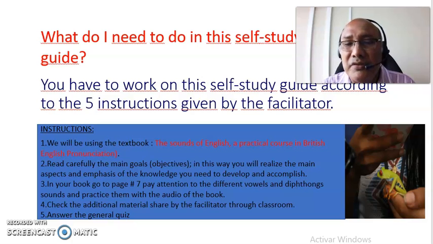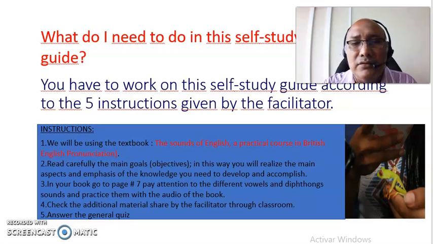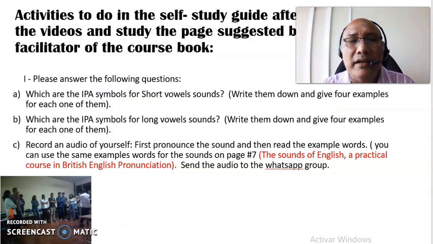And after you have checked the textbook, the audios, and the additional material, you have to answer a general quiz, which is pretty much activities that you are going to do in order to strengthen your knowledge of vowels and diphthong sounds. Okay, these are the activities to do in the self-study guide after you watch the videos and study the page suggested by your facilitator of the course book.